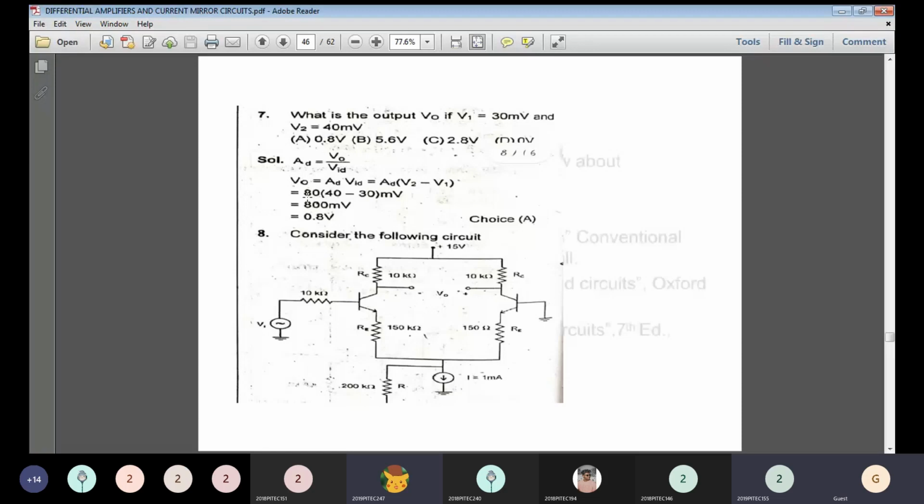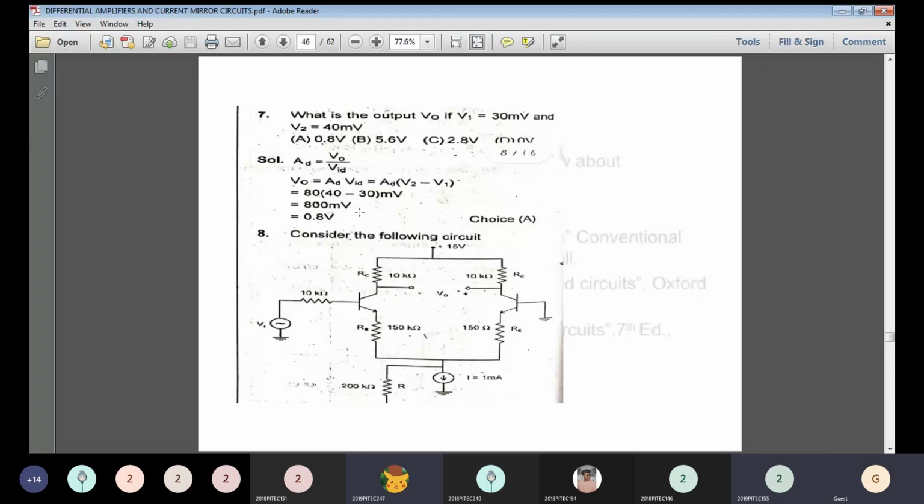VD is operating under differential mode, right? So the difference of two inputs only we can feed. The difference of two inputs means V2 minus V1. The V2, V1 values are given in the question itself, so directly you can substitute it: 40 minus 30 millivolt. So 800 millivolt, or we can say it as 0.8 volt. Okay.